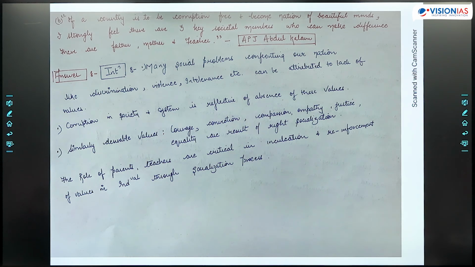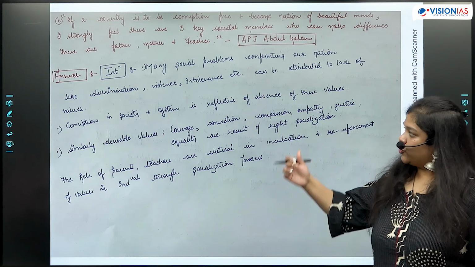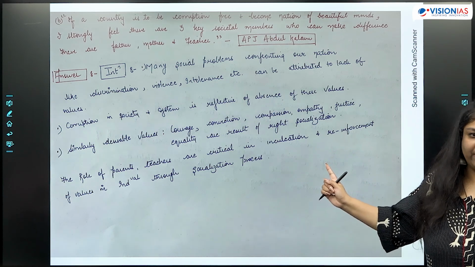Next, if a country is to be corruption free and become the nation of beautiful minds, I strongly feel there are 3 key societal members who can make the difference. They are father, mother, and teacher. Dr. APJ Abdul Kalam. This question was repeated ad verbatim; it was there in 2017 also, and the same question is asked again. Is that very clear for everyone? Do you understand what the question is saying?